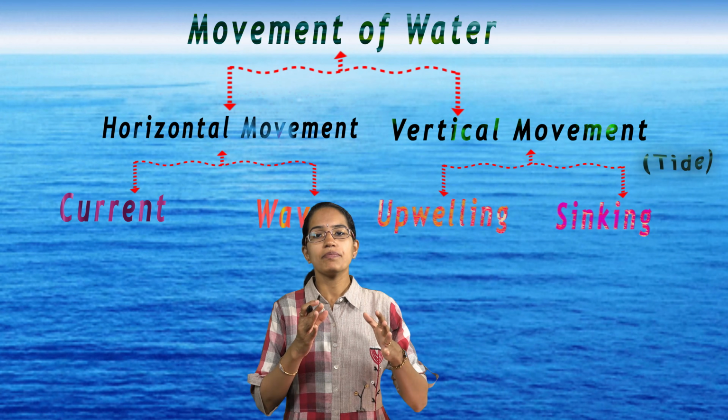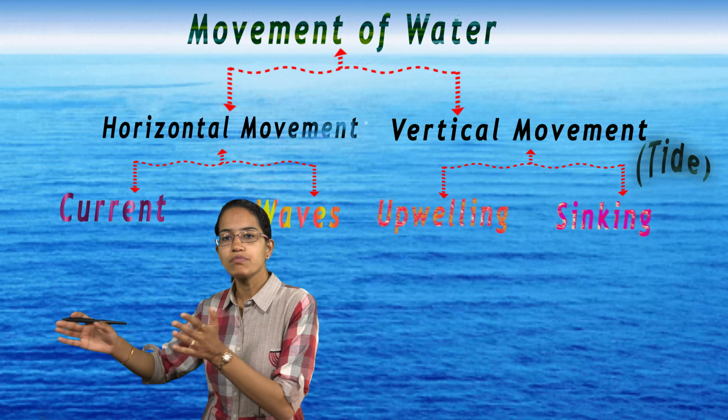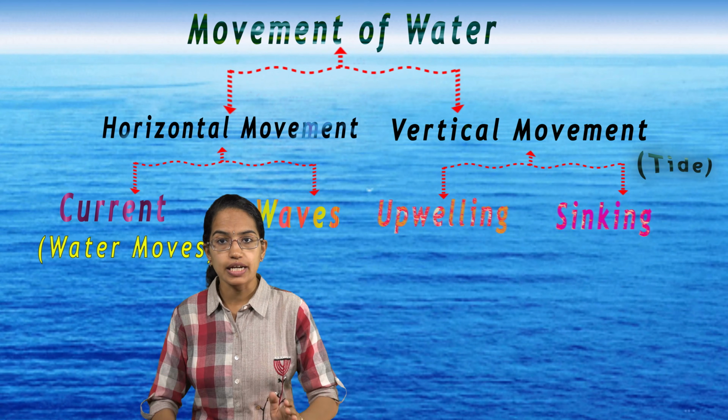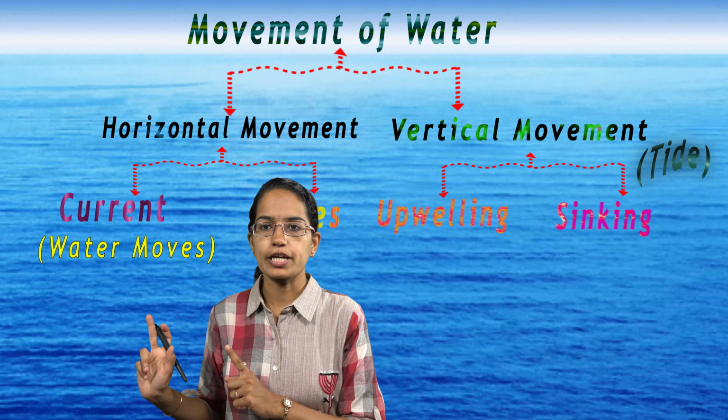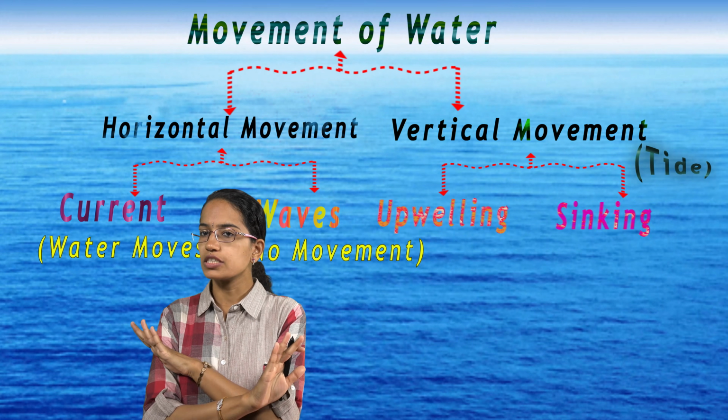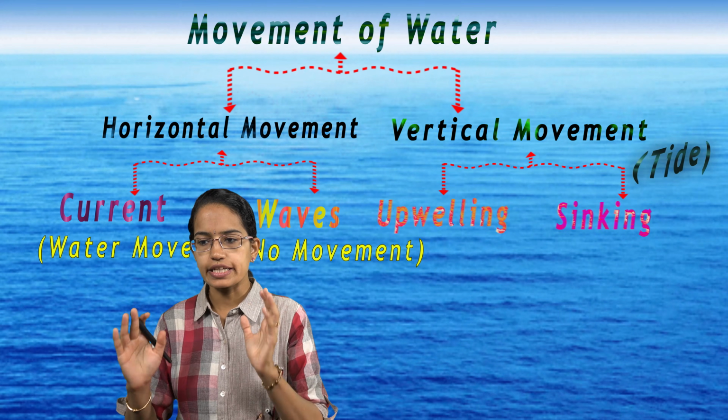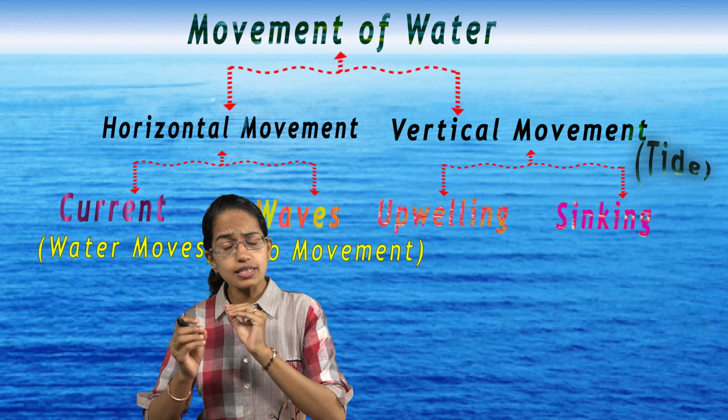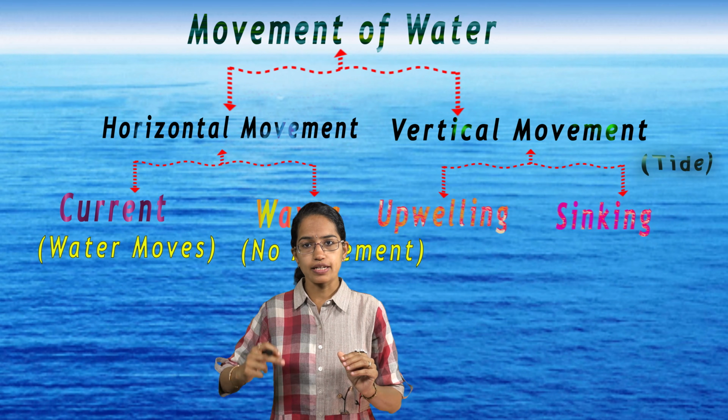So current means you have the water that moves. So whenever we say current, there is movement of water. When we say wave, there is no movement of water that takes place. That's the major difference between a current and a wave.